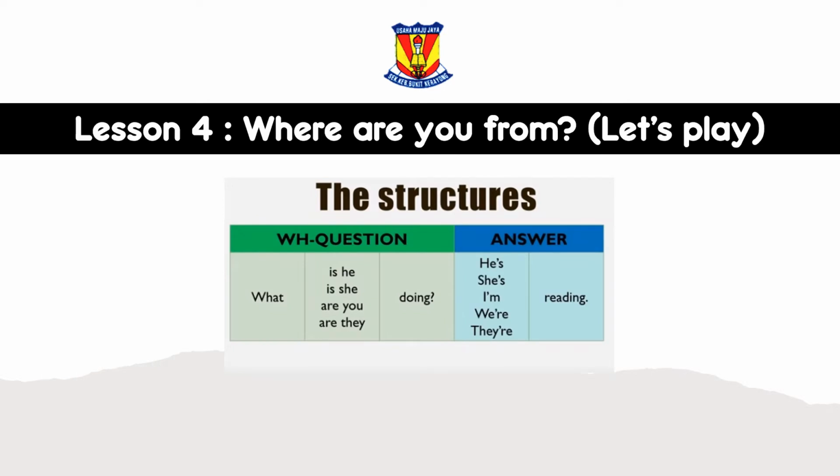Based on the question and answer that we have discussed earlier, these are the structures that we are going to learn today. If you look at the table, there are two columns in different color. The first column is the green color, which is the way we ask questions about what people are doing. The blue column is the way we answer to the WH questions.